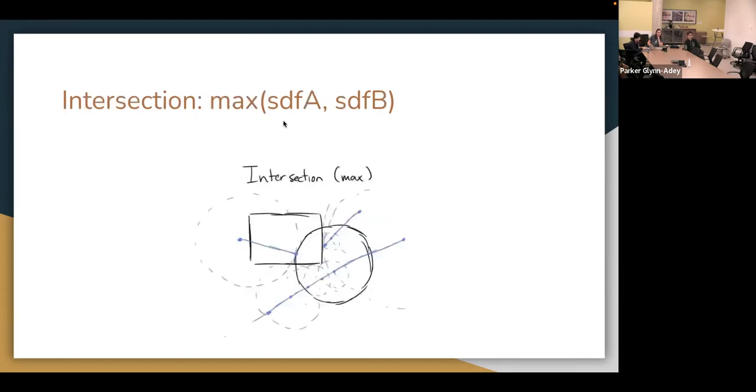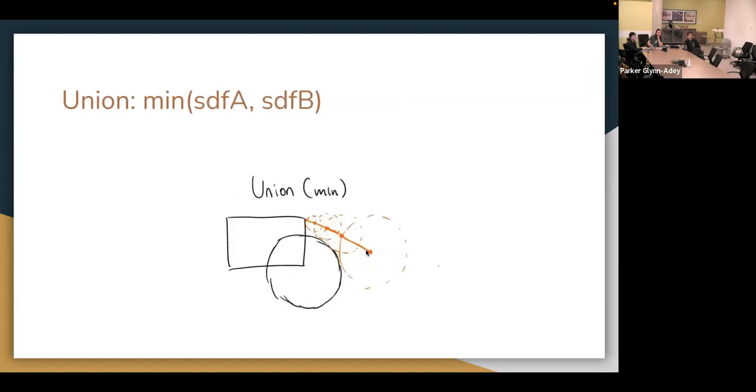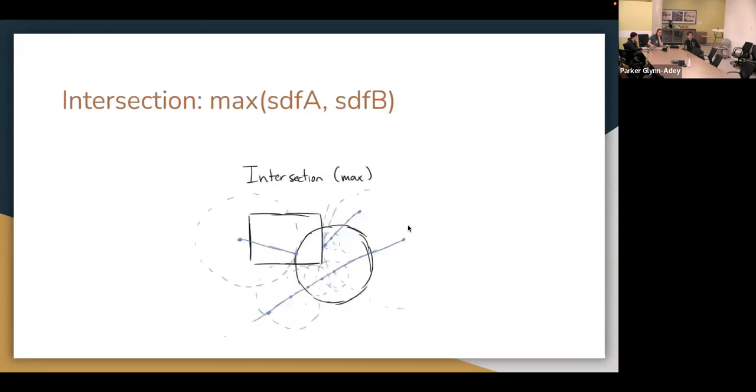And we also have more. In this diagram, we see how it works. You march forward, and by taking the minimum, you will always take the outside edge of the geometry. The second example we have is intersection, which is this region here, the region where they intersect. To do that, we take the maximum of your SDFs.